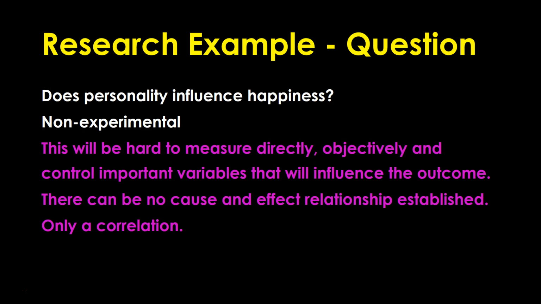Whereas personality influencing happiness, that's definitely not experimental. It's going to be very hard to measure directly, and very hard to measure objectively. What is personality and what is happiness? There are a lot of variables that are going to be very hard to control, and they're going to have big influences on the outcome. So we can't establish a cause and effect relationship, but we can establish a correlational effect on this particular experiment. That's why we call it non-experimental.